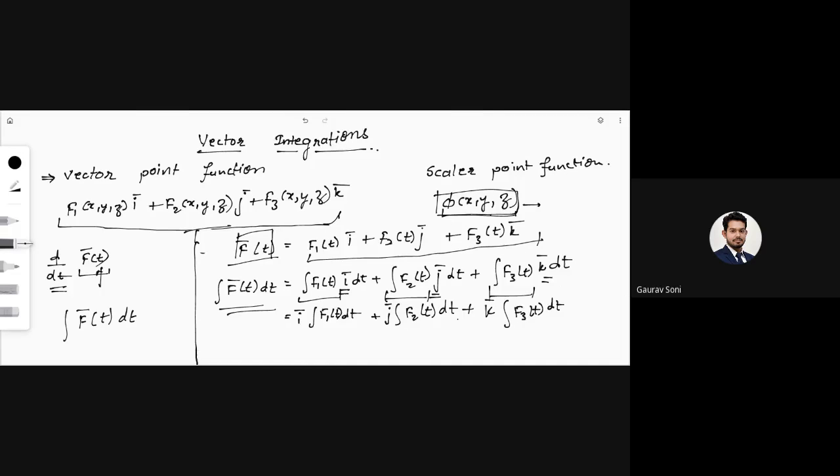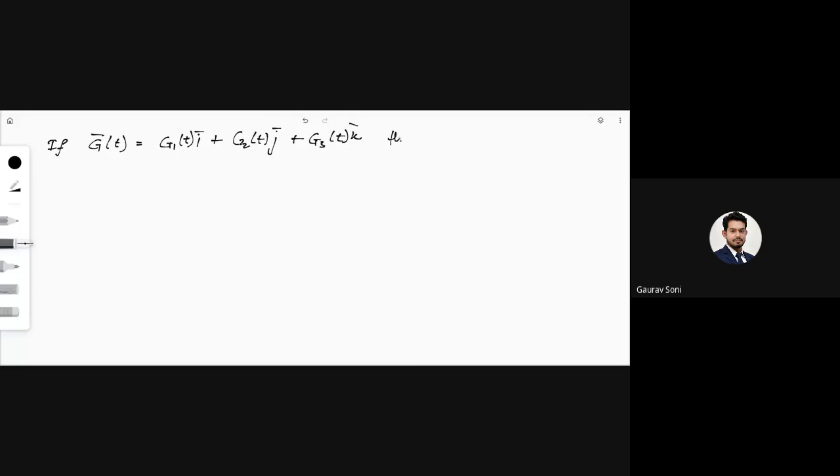Now this is our actual indefinite integral. Okay, so please note this down in your notebook: if g bar of t is equal to g1 of t into i bar plus g2 of t into j bar plus g3 of t into k bar, then the integration of g bar of t dt is equal to i integration g1 of t dt plus j integration g2 of t dt plus k integration g3 of t dt.